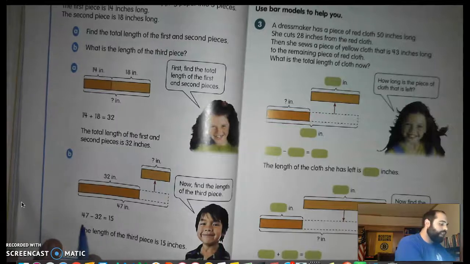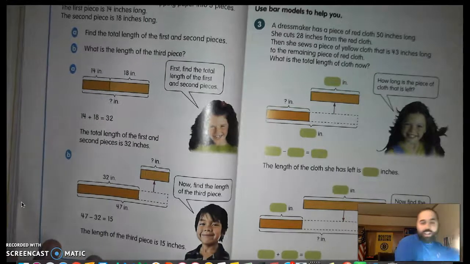So they used a subtraction problem. 47, take away those first 2 pieces, so 32 inches, equals your missing piece, which is 15. The length of the third piece is 15 inches.